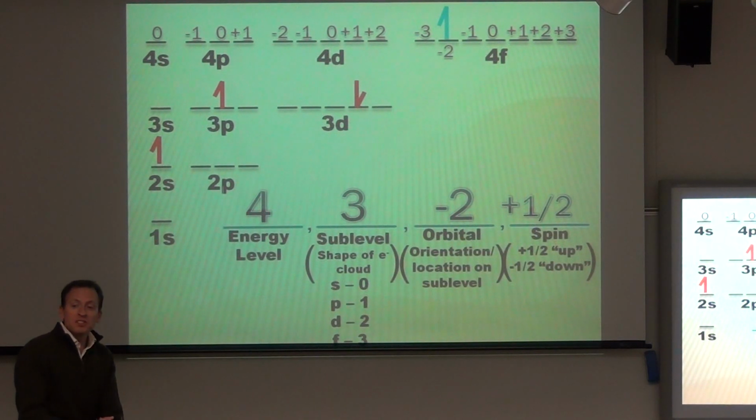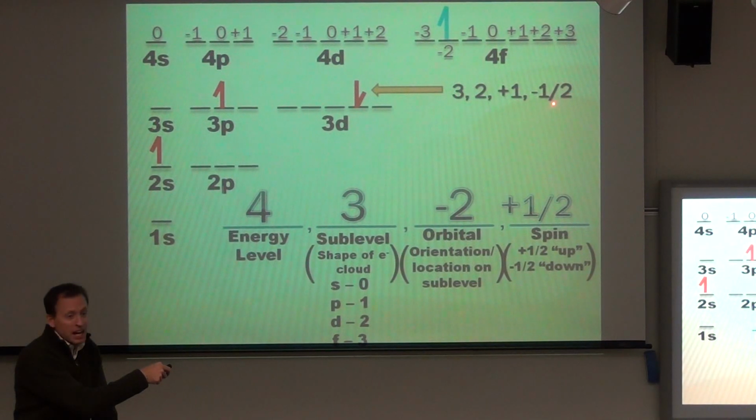I just want to get the first one done in case we're getting stuck, and maybe this wasn't your first one. But if I look at this, first number is 3, right? Then the next one would be a 2 because of the D. And then the location would be +1 and then -1/2. Right?